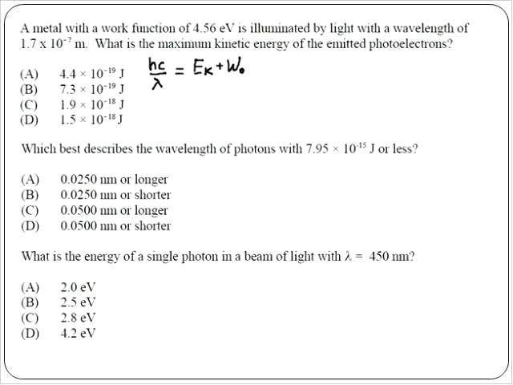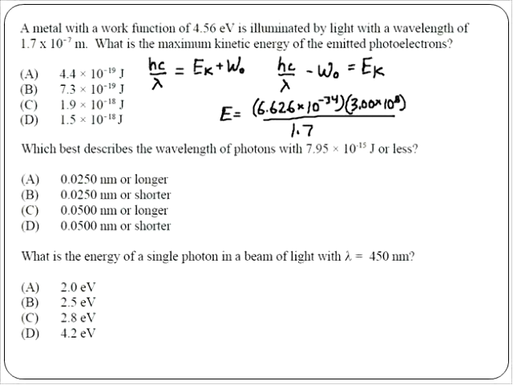So essentially what you have then, if you're trying to find the kinetic energy, then hc over lambda, take away work function, is going to be equal to Ek. So here's what Ek equals. Let's plug our numbers in. 6.626 times 10 to the power of negative 34. That's h. c is 3.0 times 10 to the power of 8, divided by the wavelength, which is 1.7 times 10 to the negative 7. Then I need to subtract my work function.